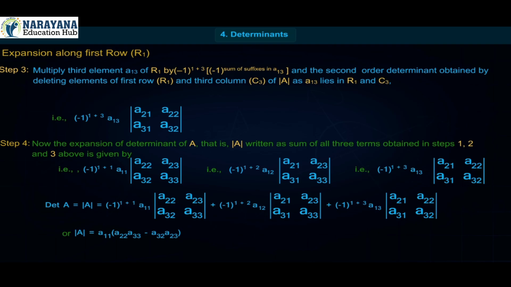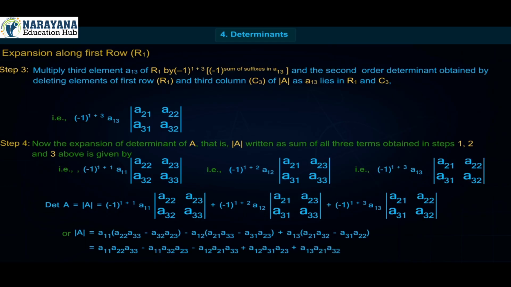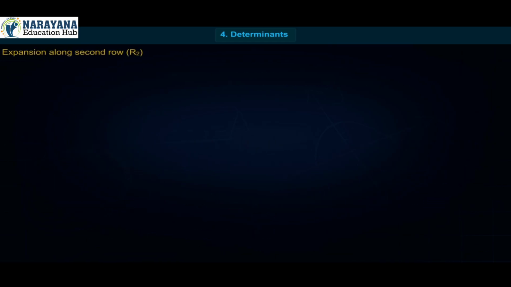A33 minus A32, A23 minus A12 into A21, A33 minus A31, A23 plus A13 into A21, A32 minus A31, A22, is equal to A11, A22, A33 minus A11, A32, A23 minus A12, A21, A33 plus A12, A31, A23 plus A13, A21, A32 minus A13, A31, A22. Equation 1. Expansion along second row R2.